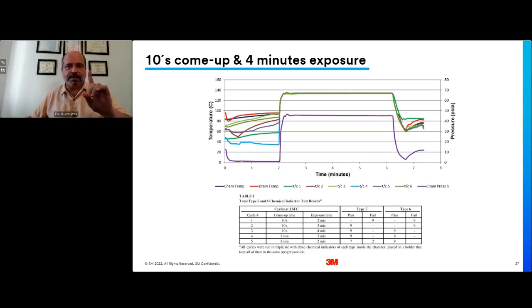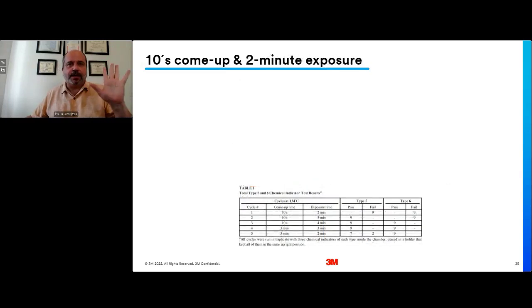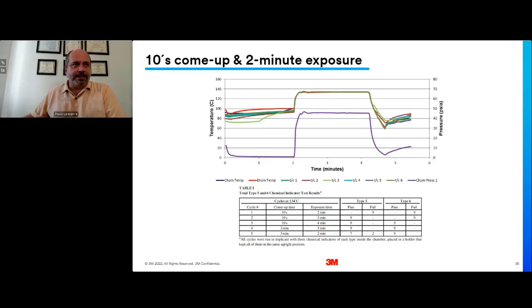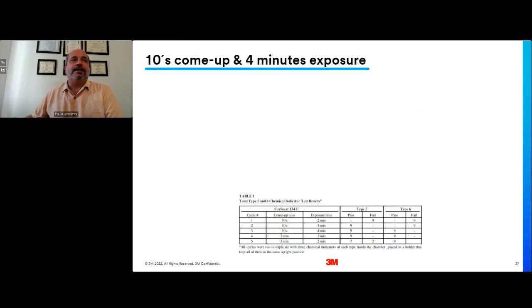Let's look back into that graph. I made a mistake. Let me correct it. Let's go into the first one. Sorry. So, 10 second come up curve, 2 minute exposure. We are looking at this line here only, not the other ones. For the 2 minutes, we had CIs type 5 failing and type 6 failing. Okay. Now, for the 10 second come up curve and 4 minute exposure, we are looking at the three here, right? With the 4 minute exposure, I had 9 pass for the type 5, and 9 pass for the type 6.